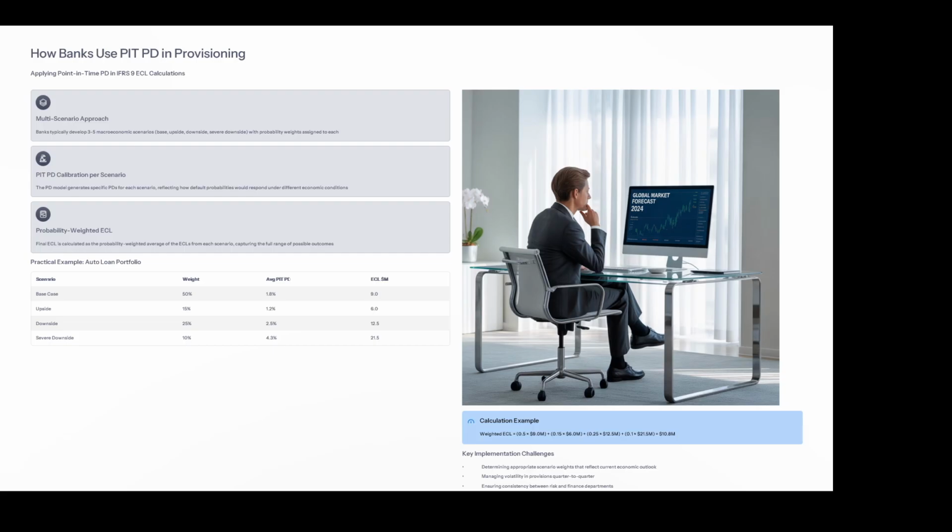How do banks actually use PITPD in provisioning? They create several economic scenarios: base case, upside, downside, assign probabilities, and calculate ECL for each. The final provision is a probability-weighted average.